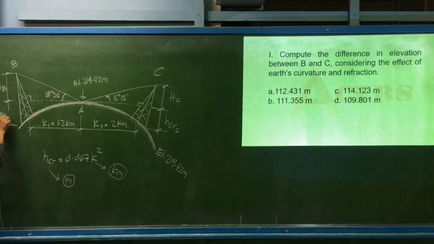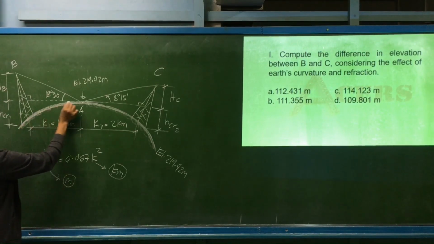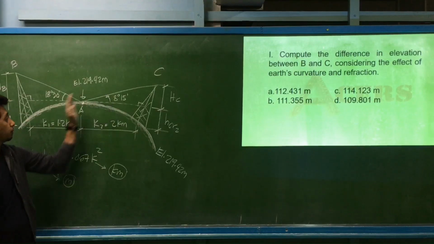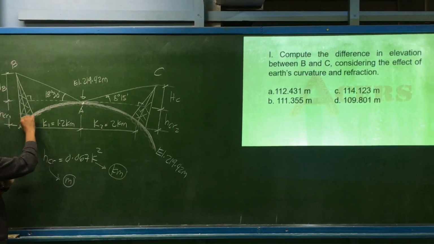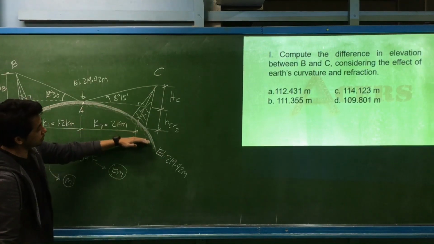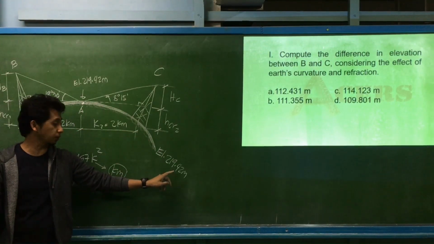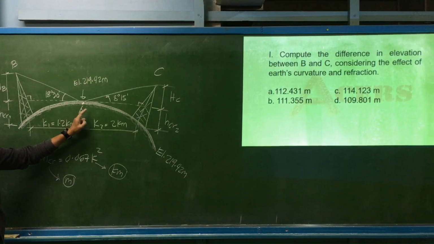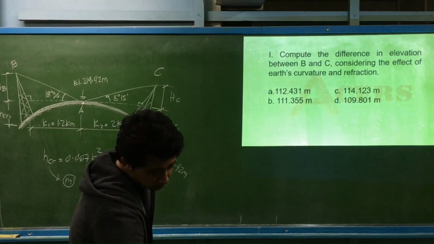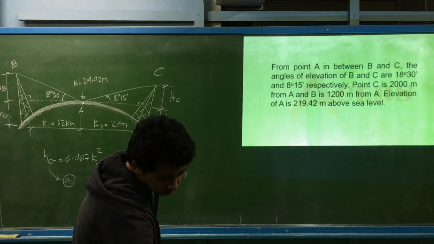Let's say this is h sub CR number 1. So, kung nandito si point A, ang elevation ni point A is 219.42 meters. Kung susundan mo yung surface na to, isa lang yung elevation niya, 219.42, the same as point A. So, let's have the problem. First, yung problem muna.